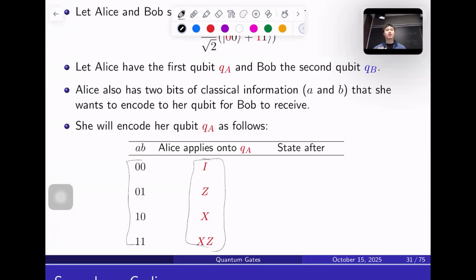And then we're basically going to say that depending on what I want to encode, I'm going to apply this to my qubit. And you remember that these are all one qubit operations. So I is the identity, I don't do anything. X is the bit flip.